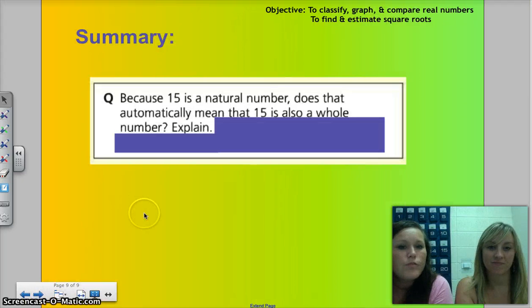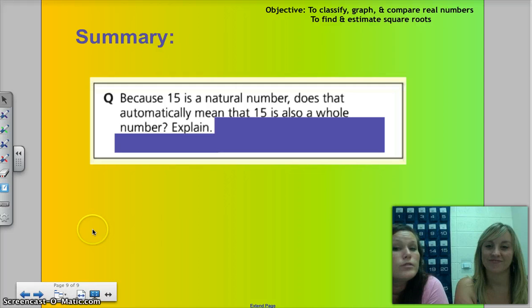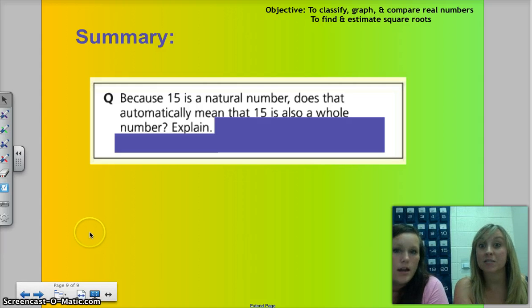Let's move. All right. Summary. Tomorrow when you come to class, we want you to be able to answer this question with your group. Because 15 is a natural number, does that automatically mean 15 is also a whole number? Explain. None of this yes or no business. You got to say why. All right. See you on the flip side. Later.